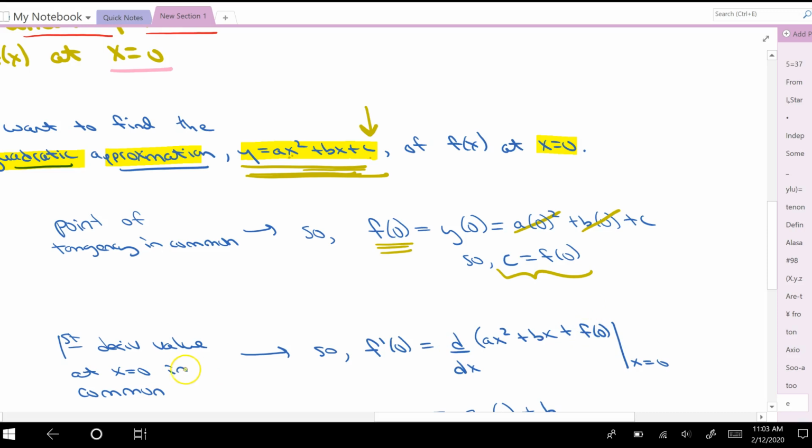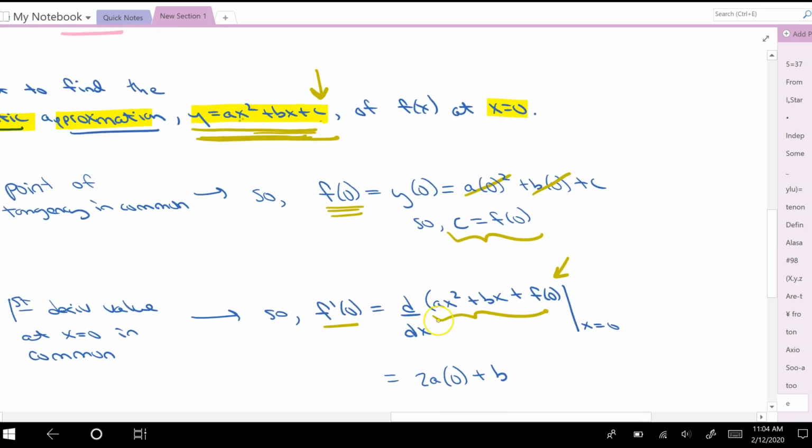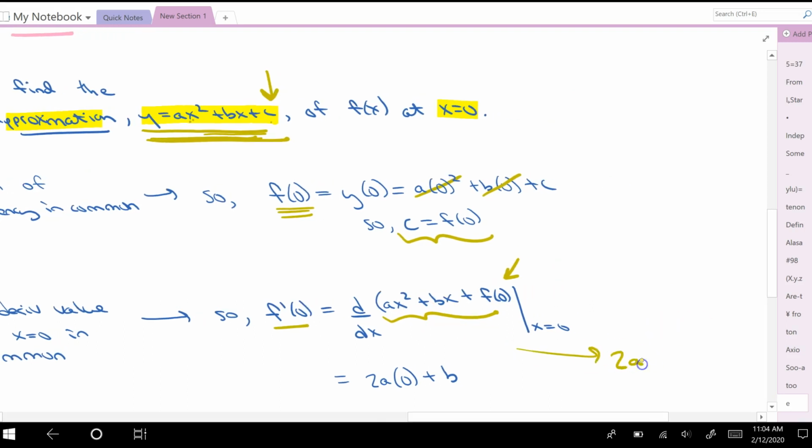The first derivative value at x equals 0 being in common says f prime of 0 needs to equal the derivative with respect to x of the quadratic function at x equals 0. And notice what I did here. See how I just dropped the c value in because c equals that? Well, let's see. d/dx of ax squared plus bx, right? If I take d/dx of ax squared plus bx, that will just give me 2ax plus b plus 0, of course, because this is a constant, and d/dx of a constant would yield 0.